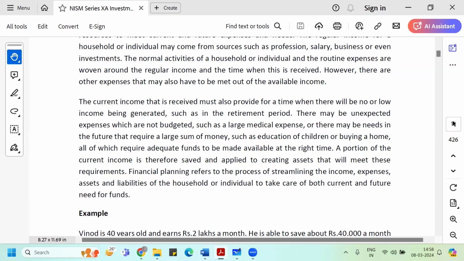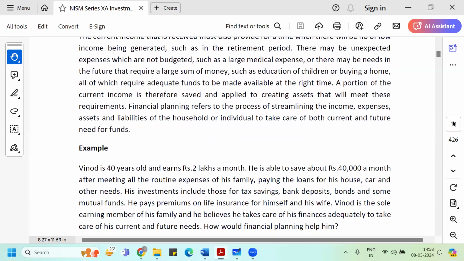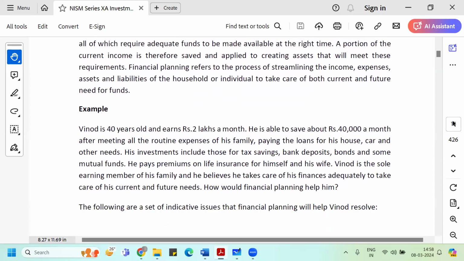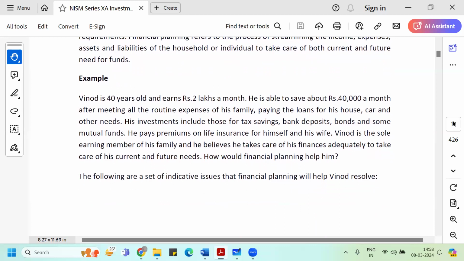so that we can work for our current and future needs. Here an example is given: there's a person called Vinod. Don't correlate this Vinod with the person from the Panchayat series. There's a person called Vinod, he's 40 years old and he's earning some money. He's spending this money for his family, for meeting his regular expenses, and he's doing a decent job. Possibly his savings are also decent, in the way that he can meet all his expenses and then he can do investment also.